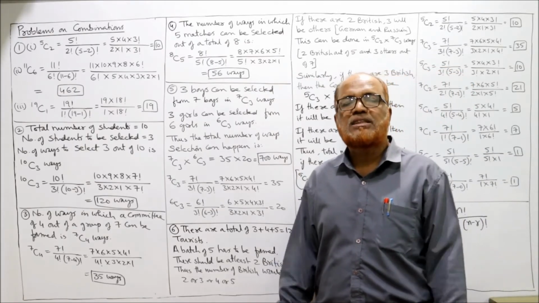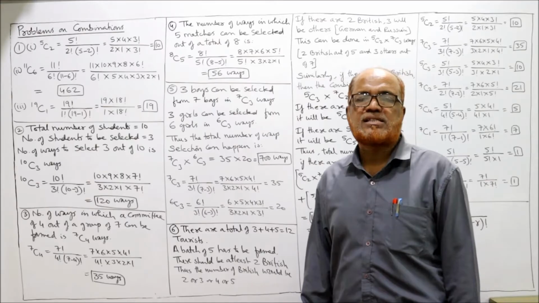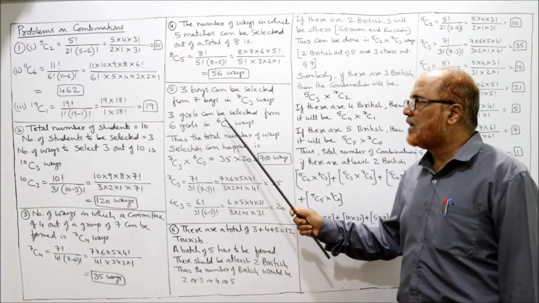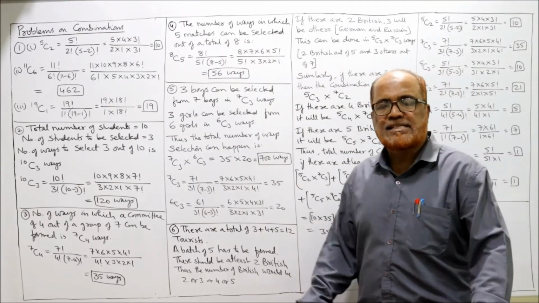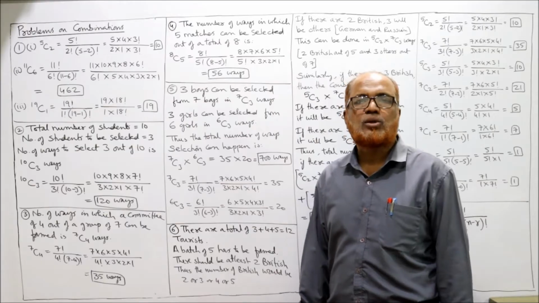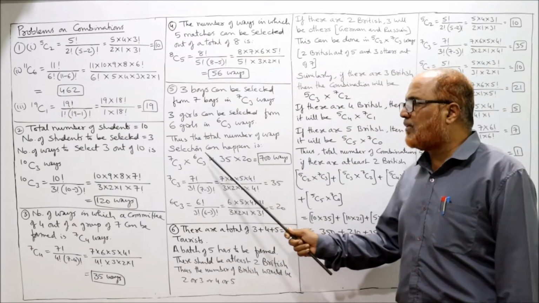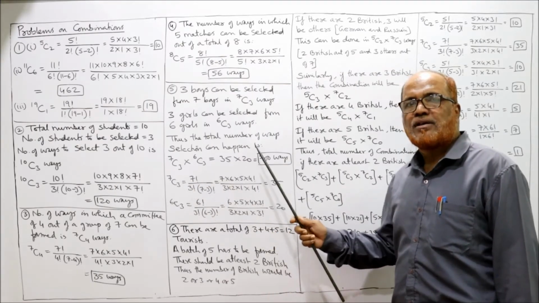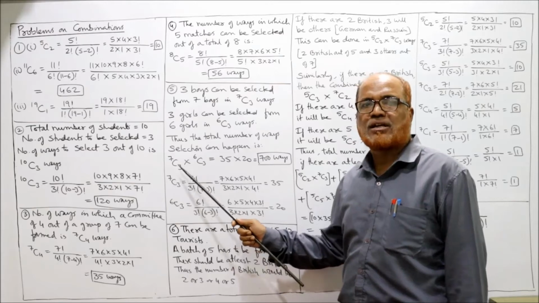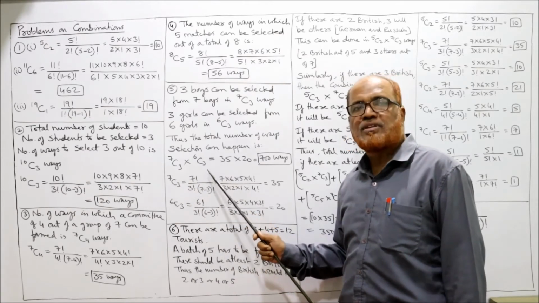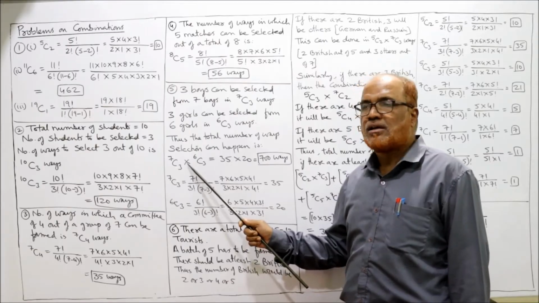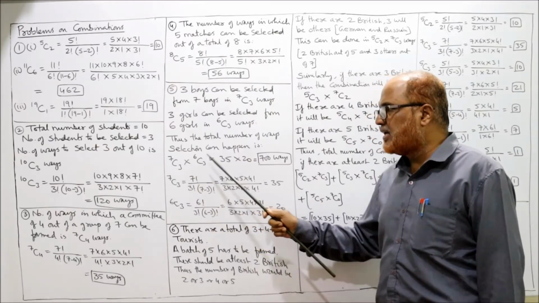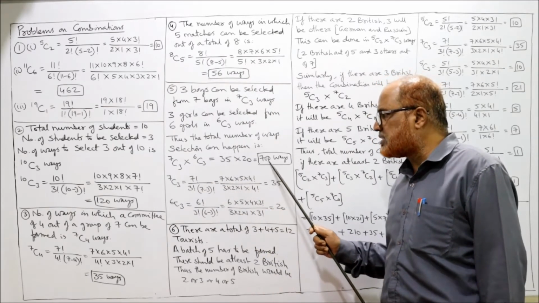That is, from 7 boys we have to select 3 boys, so we can select it in 7C3 ways. 3 girls can be selected from 6 girls in 6C3 ways. There are 6 girls, from 6 girls we have to select 3 girls, so 6C3 ways. Thus the total number of ways selection can happen is 7C3 into 6C3. 7C3 means 3 boys should be selected out of 7, and 6C3 means 3 girls should be selected from 6 girls. So 7C3 into 6C3. 7C3 you will get 35, 6C3 you will get 20. 35 into 20 is 700 ways.